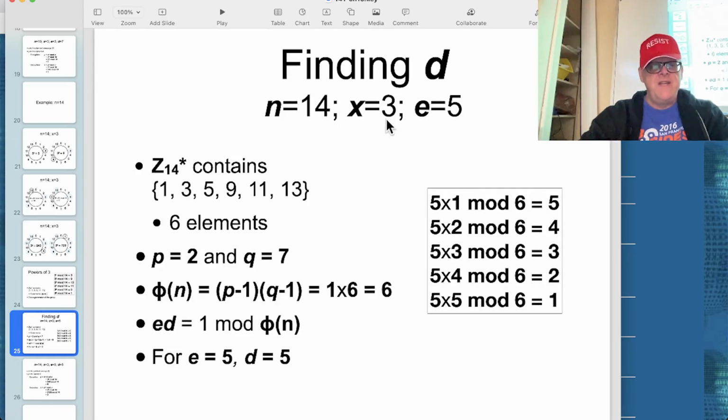All right, so now we're going to find D. I'm going to use an E of 5 this time, since I got a few more numbers to play with. So if E is 5, I take it mod phi, and phi is 6. I calculate 5 times 1, 5 times 2, mod 6, and I find that 5 times 5 mod 6 is 1, because 25 is 24 plus 1. So again, 5 is its own inverse. So E is 5 and D is 5.